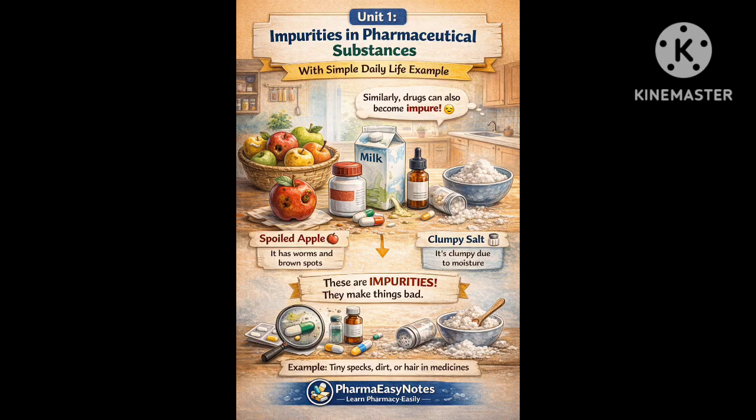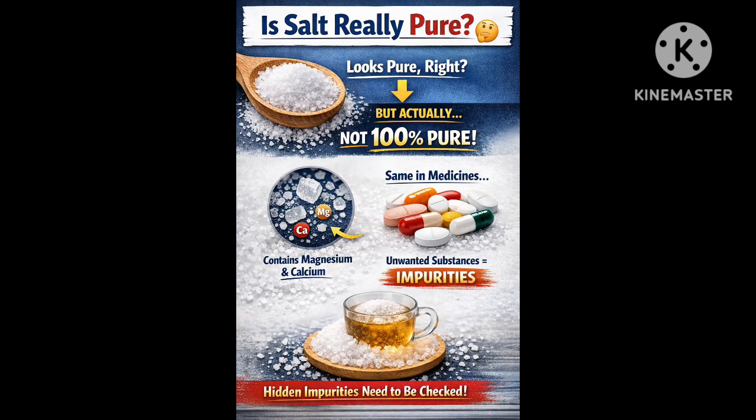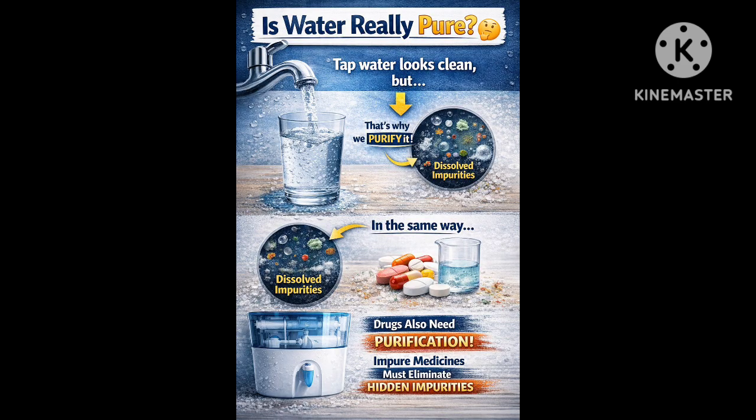Today we are going to understand Inorganic Chemistry Unit 1 with simple daily life examples. First, let's talk about impurities. When we use salt in our kitchen, it looks pure, but actually it contains small impurities like magnesium or calcium. Similarly, medicines also contain unwanted substances, and these are called impurities.